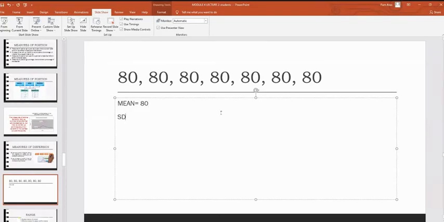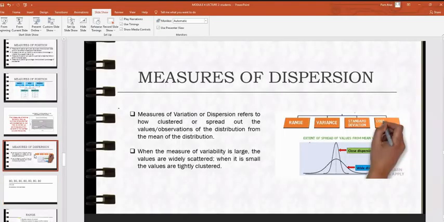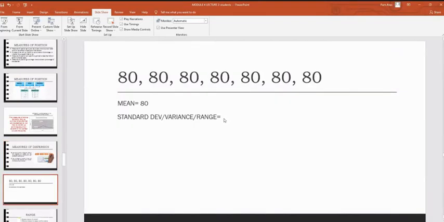Now, what is the standard deviation or variance or range? Let's go back there. Measures of dispersion refers to how clustered or spread out the values or observations of the distribution are from the mean of the distribution. So even without me telling you the formula for all of this, your answer should be what?